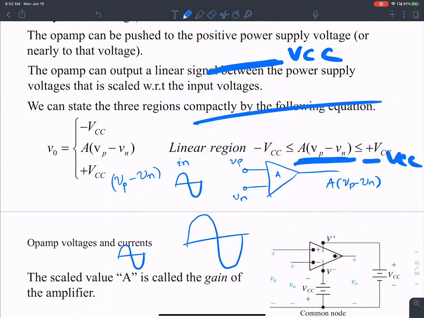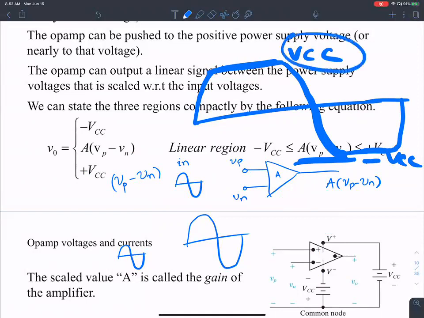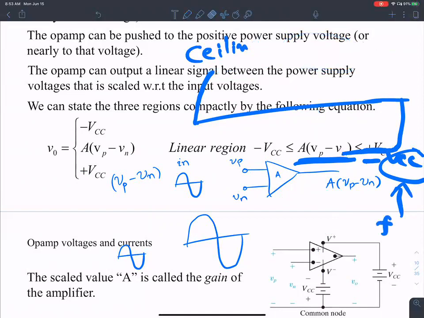So the real output is only going to follow a sine wave up to VCC, and then it will behave like a sine wave only up to negative VCC. The maximum and the minimum voltages are VCC and negative VCC. This is the ceiling I was talking about, and this is the floor I'm talking about.